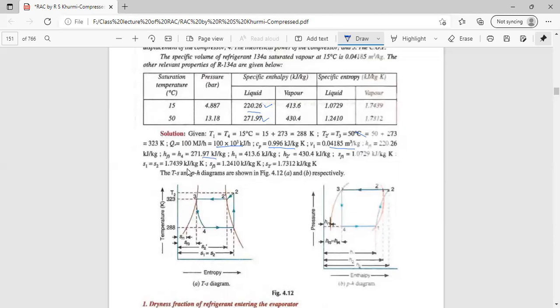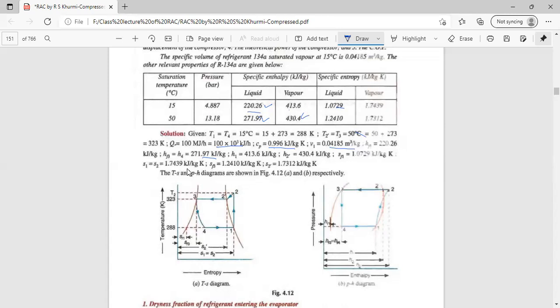H1 is given as 413.6 kilojoule at 15 degrees centigrade, and H2, which is over the saturated vapor line at temperature 2 to 3, is given as H2 dash, which is equal to 430. This is given here. And SF1, this is the saturated entropy at the point 1, at 288 degree Kelvin, which is 1.70029. The liquid entropy is given here.